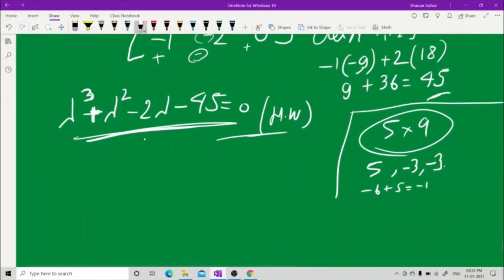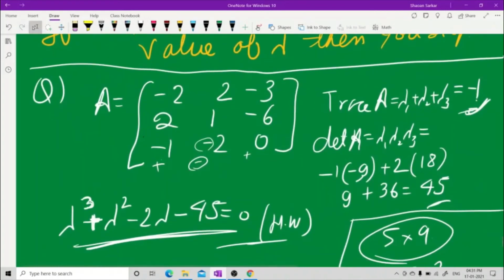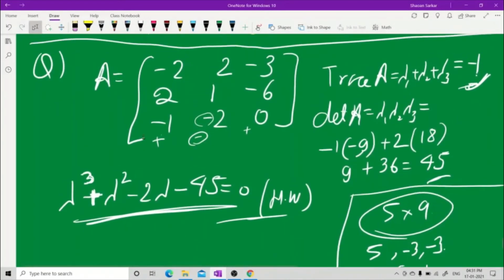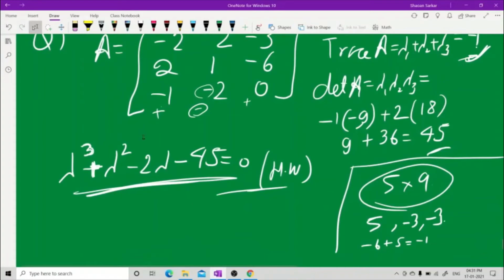Just a minute. Yes, here it is. Minus 1, and then I multiply 5 into minus 3, that is minus 15, and plus 9... that is 45. So the lambda comes out to be minus 3 and 5.